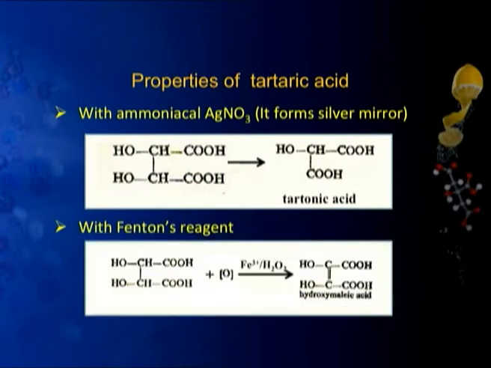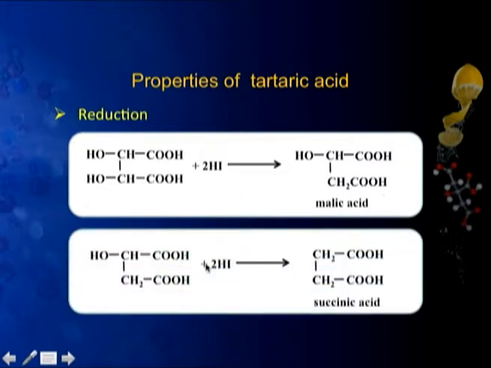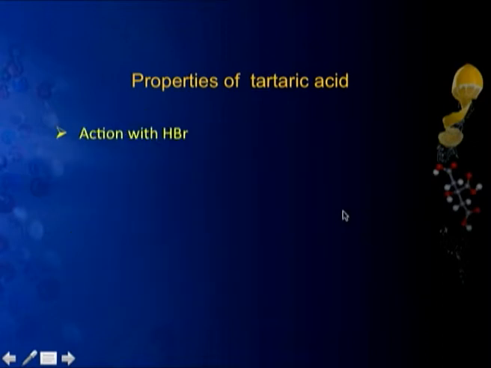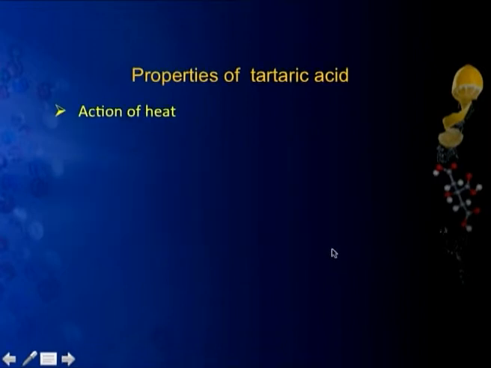Fenton's reagent is ferrous ions in the presence of hydrogen peroxide. The tartaric acid gets oxidized into dihydroxymaleic acid, that is 2 hydroxyl groups are there and there is a carbon-carbon double bond here. Then it can be reduced with hydriodic acid. The first step of reduction of tartaric acid will give malic acid and in the second step it will be reduced to succinic acid. It reacts with HBr also and HBr replaces the hydroxyl group of tartaric acid by bromine. So, tartaric acid reacts with 2 molecules of HBr, and we get dibromosuccinic acid.